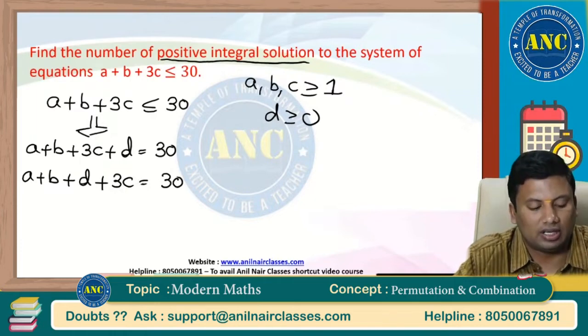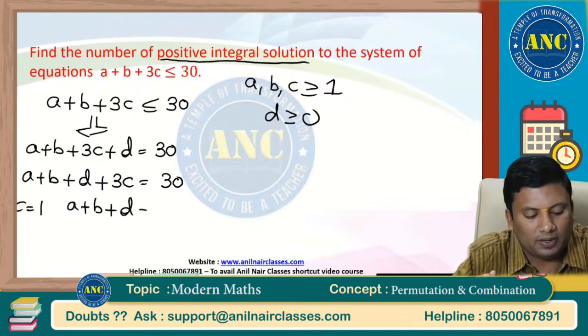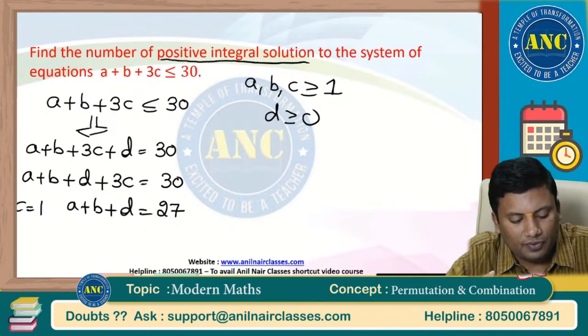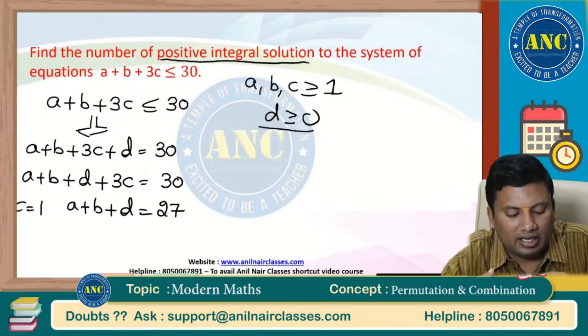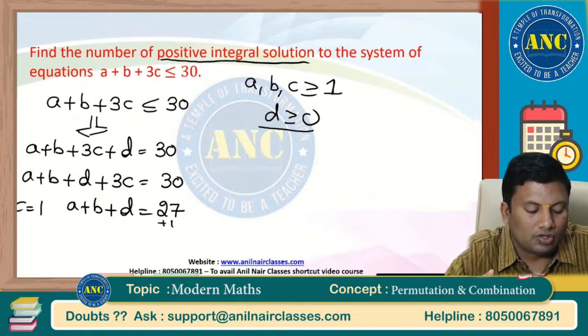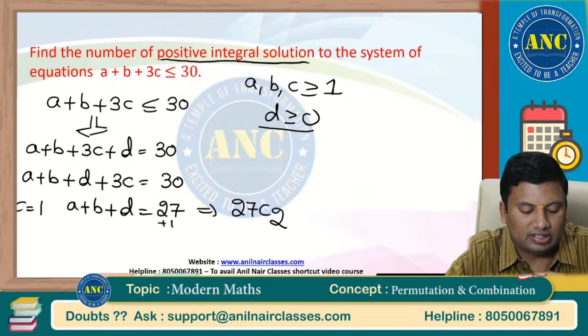If c is equivalent to 1, what will be the answer? a plus b plus d is nothing but 27. Here, d is greater than or equivalent to 0, so 1 we have to add. 28. 28 means this will be 27C2.